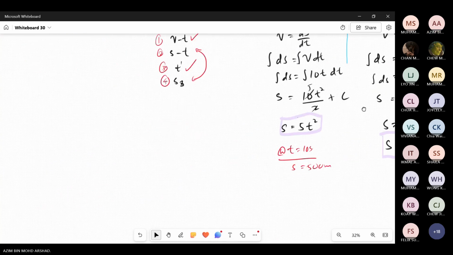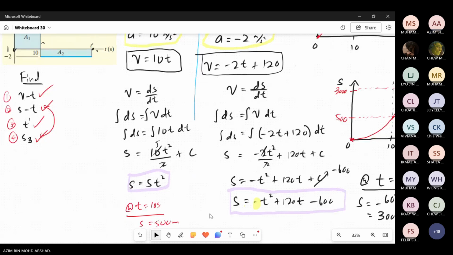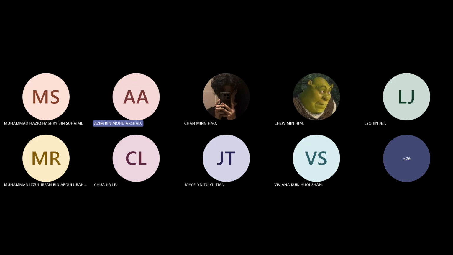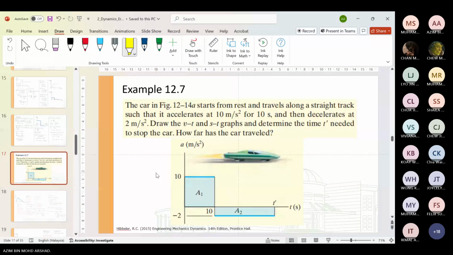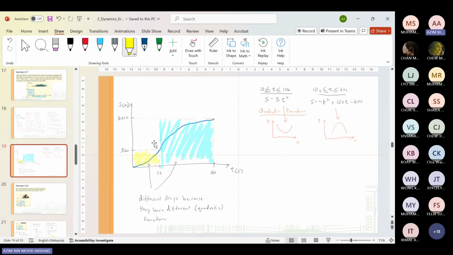Okay, so we already plotted the S-T graph, and also we already found S. Any question? Can you give me a thumbs up if you understood? Okay, thank you. Let's take a look at the answer if we did this correctly. Okay, so yes, 0 to 60, and S is 3000, and this is what it looks like. All right.